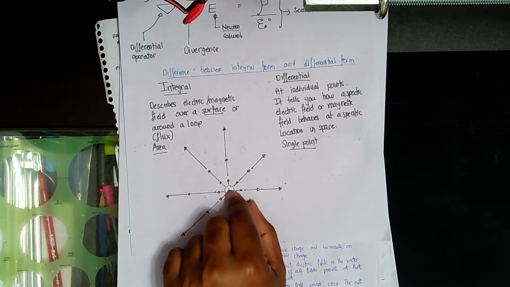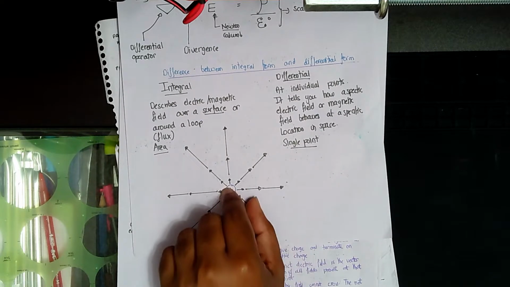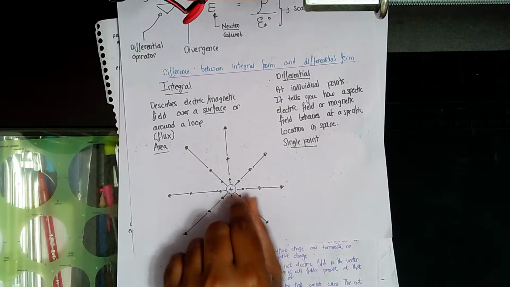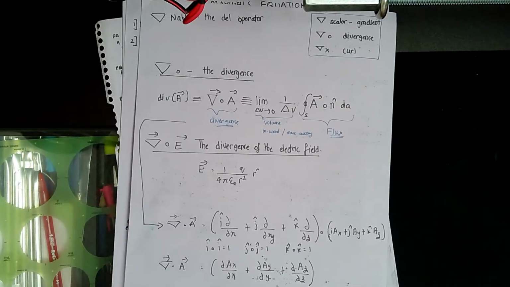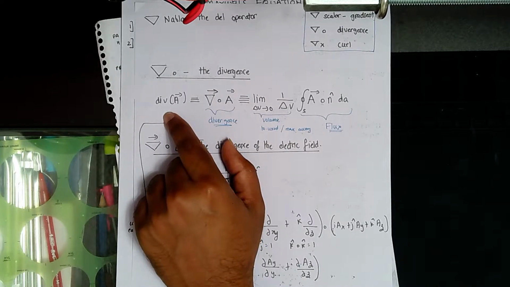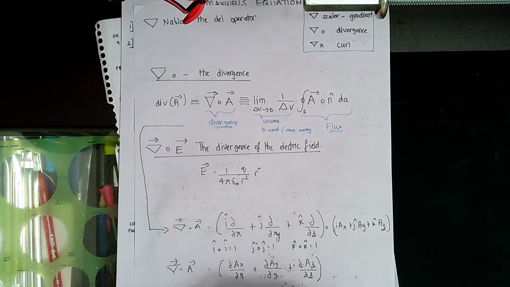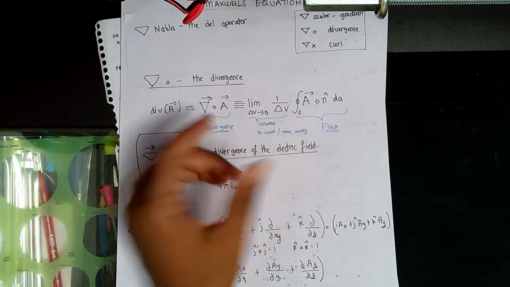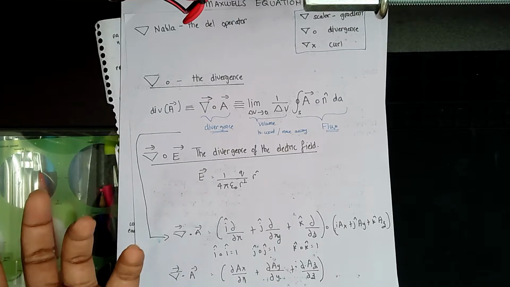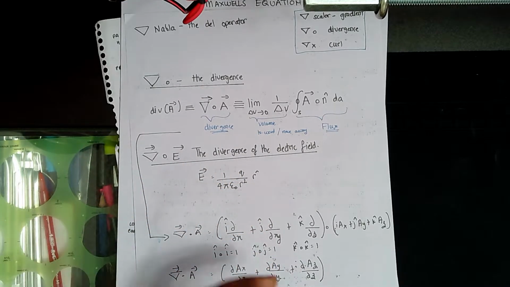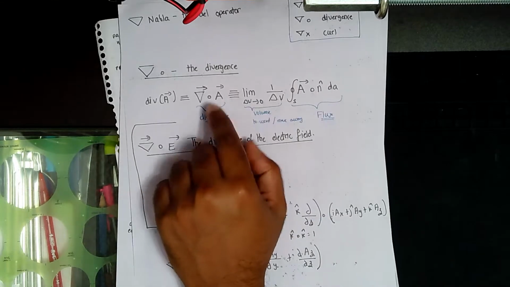Because it's a scalar quantity, it'll give you a value, and that value would tell you the intensity at that very instance. If it's positive, that means it's diverging, and if it's negative, it'll be converging. That means all the electric fields are approaching that particular instance rather than emitting from that instance.